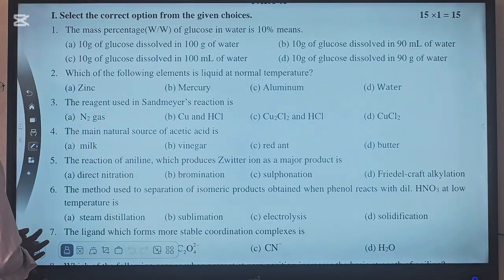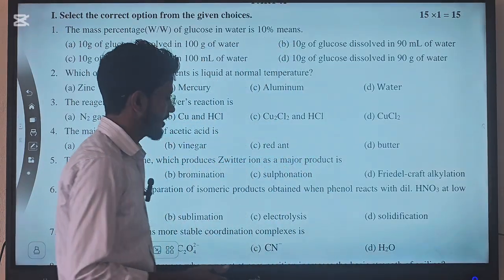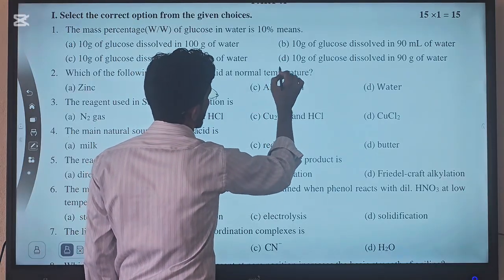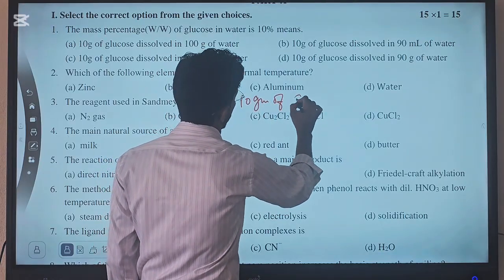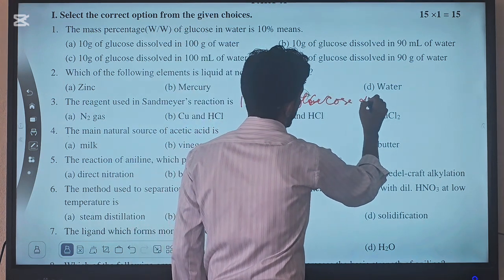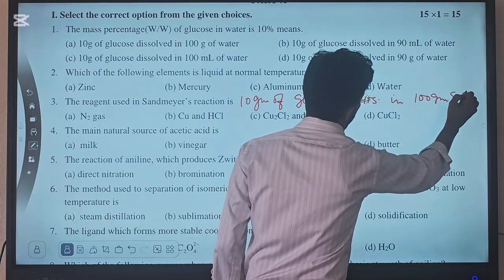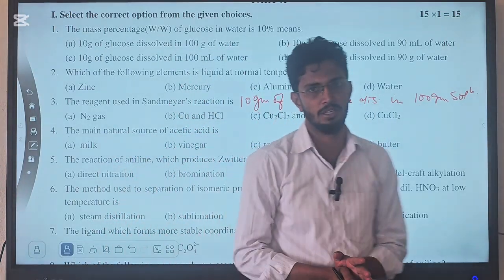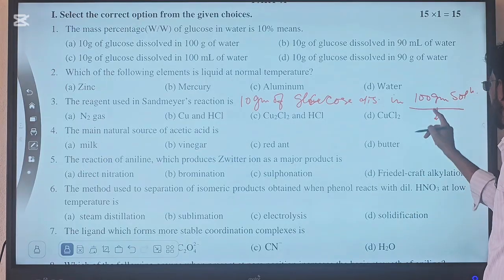Let's start question number 1. It is given that the mass percentage W by W of glucose in water is 10%. Mass percent W by W, that indicates 10 gram of glucose dissolved in 100 gram of solution. Then how much water will be in 100 gram of solution?